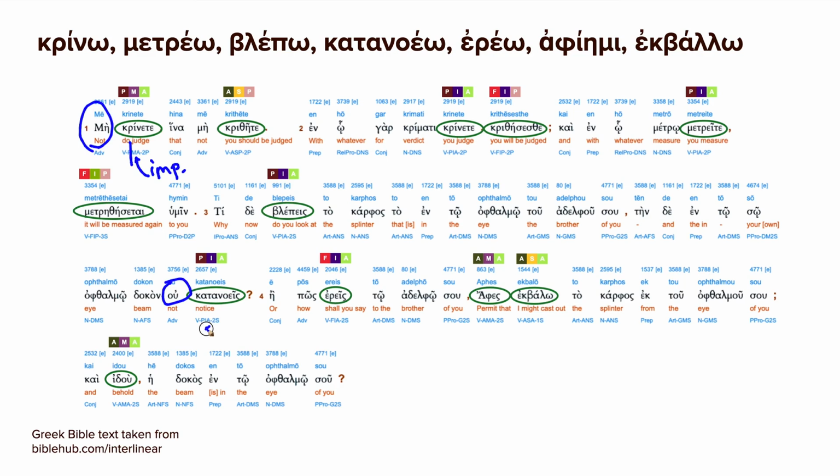Ou is only before indicative. That ou there in the middle is for indicative. All right, so "do not judge." Second person plural, present, imperative, active, do not judge. So that, or that, you will not be judged, or you should not be judged. Basically, what this is saying is if you judge others, then you're going to be judged.